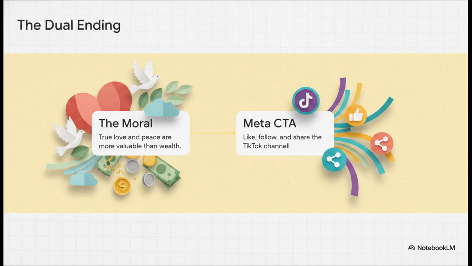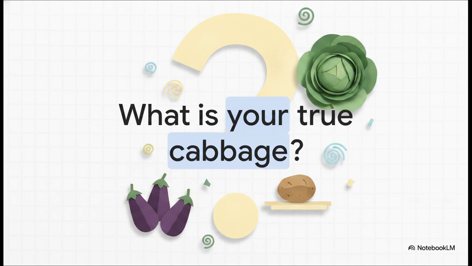It's a beautiful, classic lesson. But then, Step 2 instantly pivots to a meta call to action. It immediately says, if you want to see more fun and educational AI stories like this, like, follow, and share this channel with your friends. It's honestly amazing. This age-old, deeply emotional moral about love over money is brilliantly and shamelessly packaged as a vehicle to drive modern social media engagement. It definitely leaves us with a lot to think about regarding how we consume stories today.